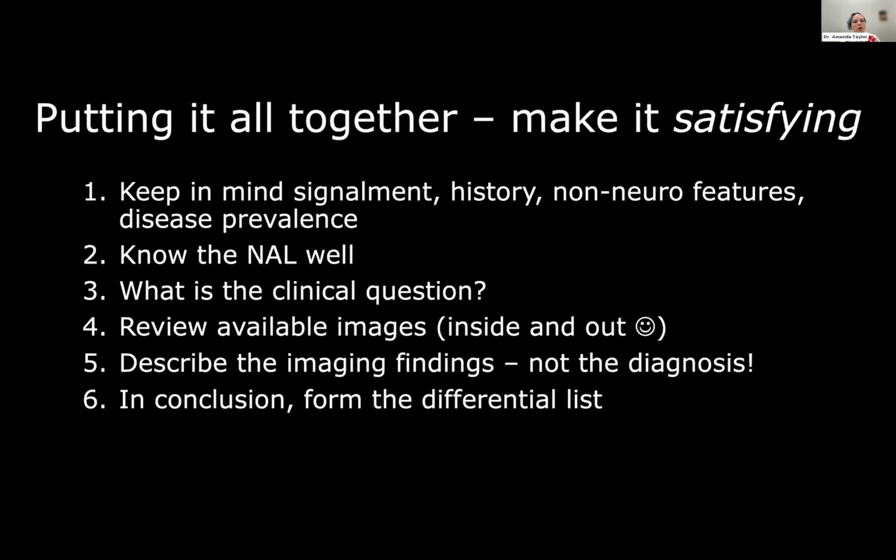What is your clinical question going into the MRI? Is it, why is this dog not walking? Or why does this animal have a fever? Try to answer that clinical question with your imaging findings. Review available images inside the nervous system and out. Describe the imaging findings, not the diagnosis. And then in conclusion, form the differential list for your findings.